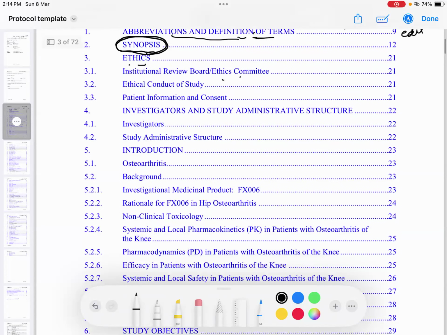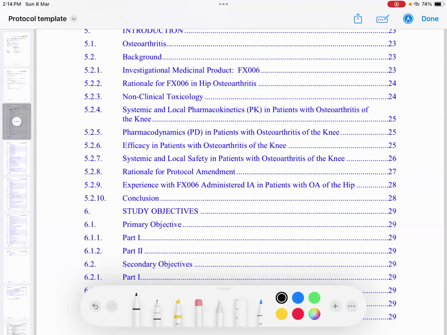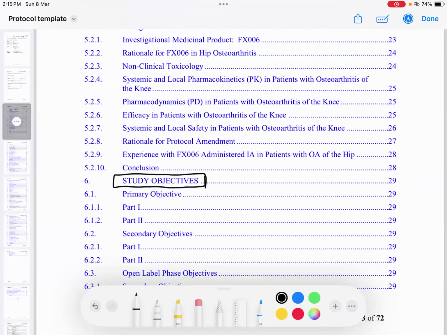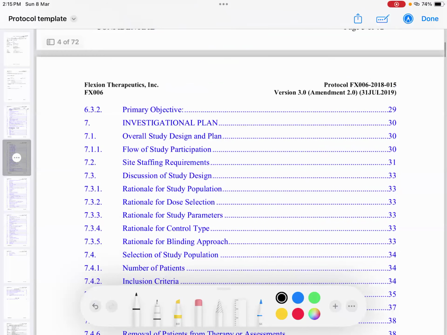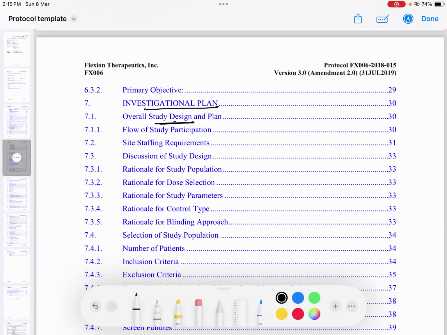Now another important section I want to show you is the study objectives. This is where you will learn the goal of a study, why we are doing this study. Both primary and secondary objectives will be there. And this is your investigational plan, the study plan, showing how this study is run, like in our study, randomized, double blind, placebo controlled, right? And about the research participants, the study population, they have mentioned here your inclusion and exclusion criteria.